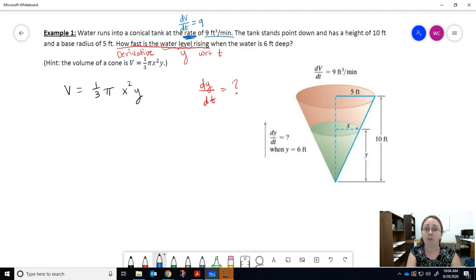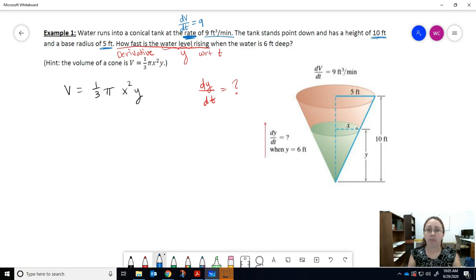So they're giving you the rate of change of volume and they're asking you about the rate of change of the water level or the height of the water. The relationship between the two is this V equation that we have here. What about x though? Did it give us any information about x? So let's keep reading. The tank stands point down and has a height of 10 feet. This height is for the tank, not for the water. And a base radius of 5 feet. This is, again, the tank, not the water. We're interested in what the water is doing. The tank is just what's holding it.